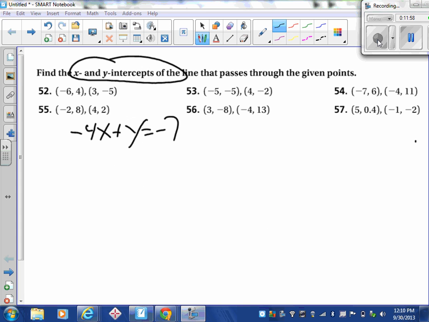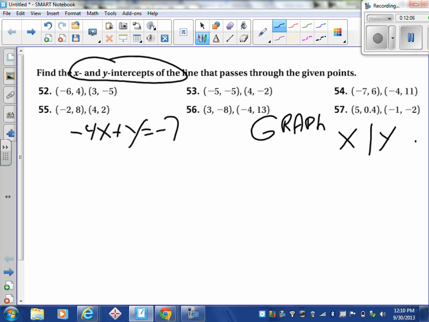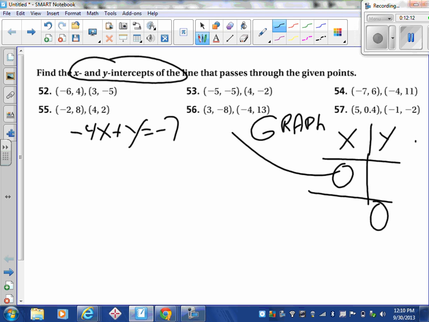So if I want to graph this, I need to make my xy chart. 0, 0. So now I just take the 0 in for x. Negative 4 parentheses 0 plus y equals negative 7. Those cancel out, and y equals negative 7.